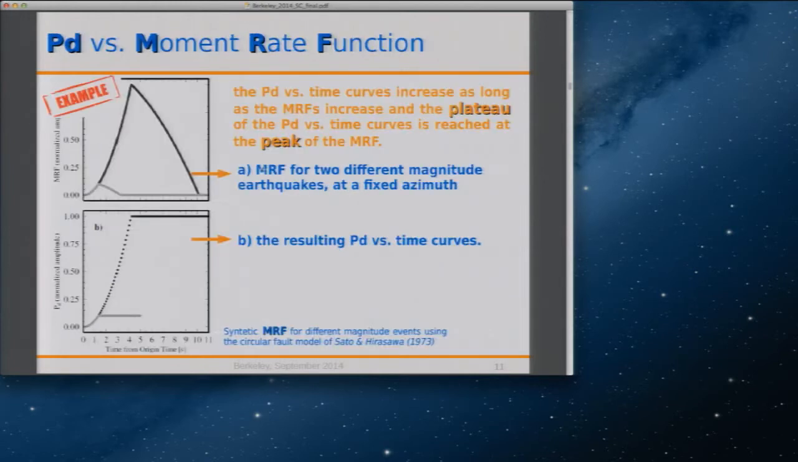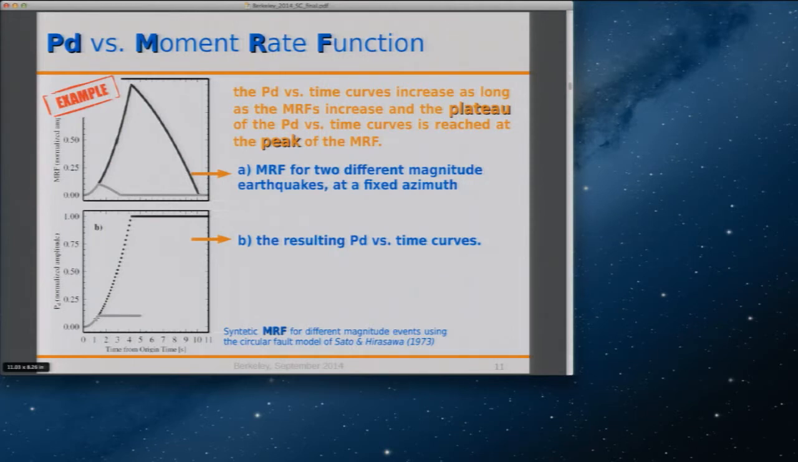So how do we expect them to scale? This is just a theoretical slide showing the synthetic moment rate function computed using the circular fault model of Sato and Hirasawa. These are for 2 different magnitude earthquakes. So let's assume that this is the source. If we measure PD on this function, this is what we will get. So PD increases until the peak of the moment rate function, and then it becomes stable.